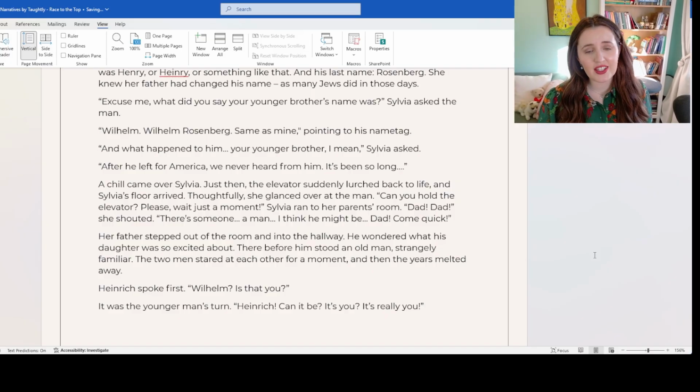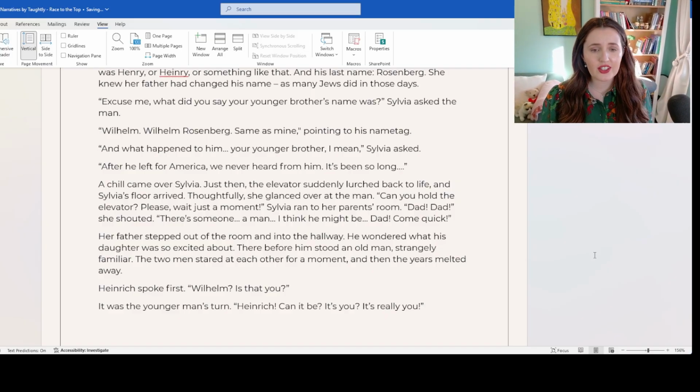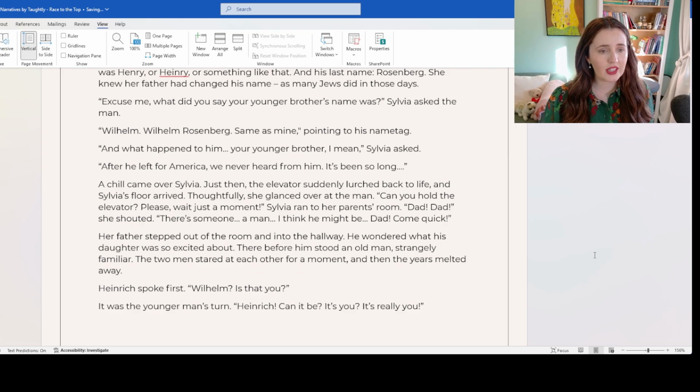Just then, the elevator suddenly lurched back to life, and Sylvia's floor arrived. Thoughtfully, she glanced over at the man. "Can you hold the elevator? Please, wait just a moment." Sylvia ran to her parents' room. "Dad! Dad!" she shouted. "There's someone, a man. I think it might be... Dad, come quick!" Her father stepped out of the room and into the hallway.